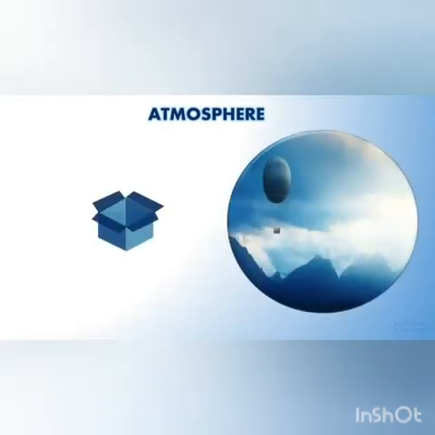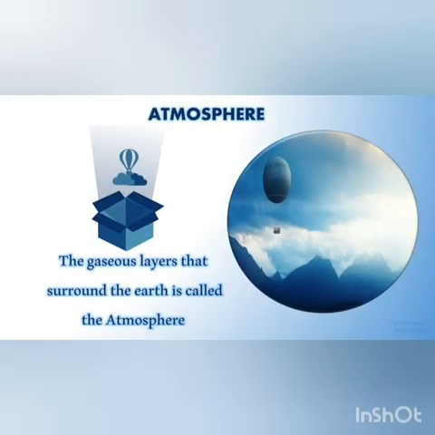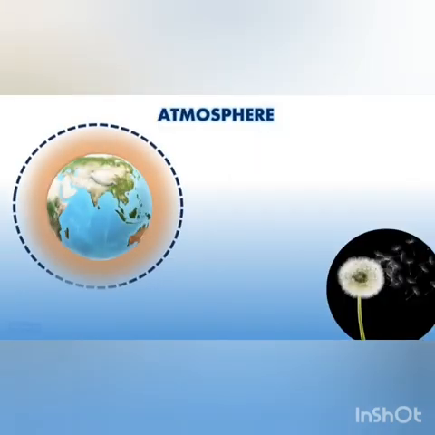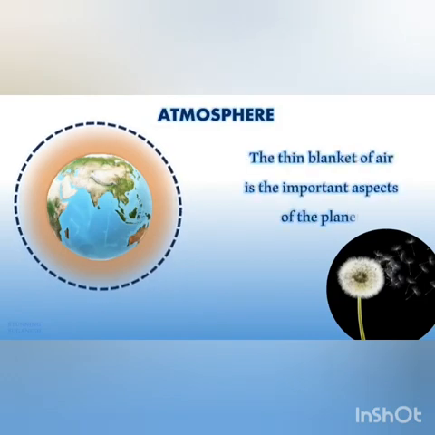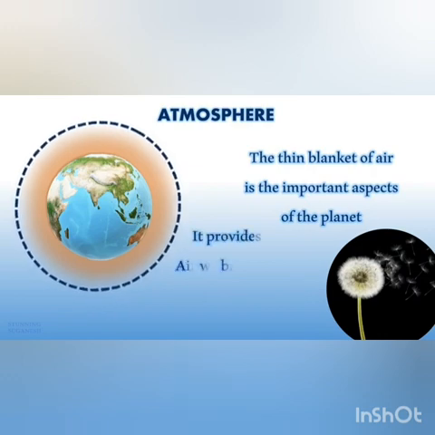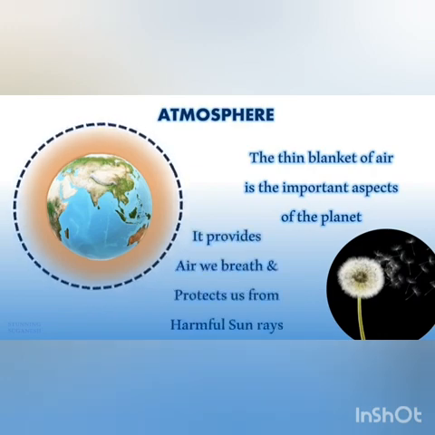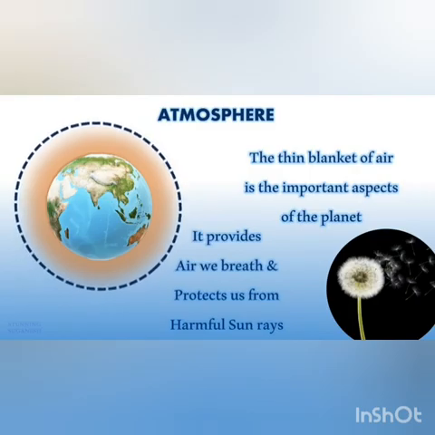Atmosphere. The gaseous layer of the earth which surrounds the earth is called the atmosphere. It is a very important aspect of life. It is a thin blanket which is surrounding the earth. It protects us from harmful UV rays, and it gives us the air we breathe, like oxygen.